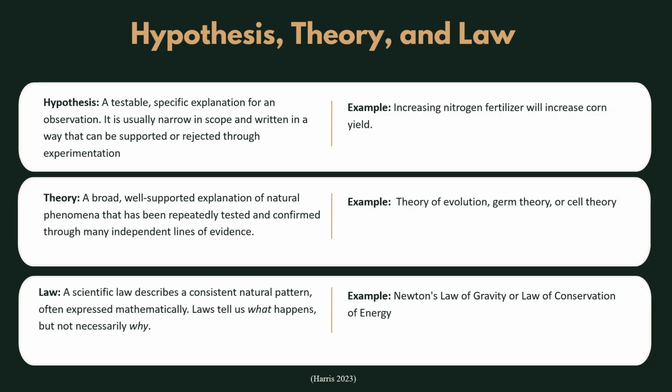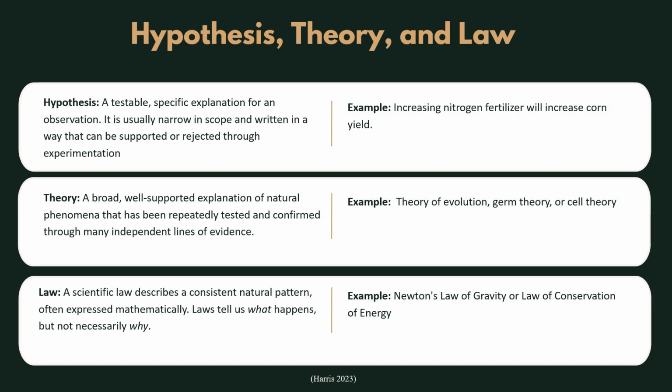Now, a theory is a very broad, well-supported explanation of a natural phenomenon. And usually it's been tested repeatedly, it's been confirmed, it has good, solid evidence that it is in fact supported by multiple studies that used hypotheses. So you start with the hypothesis for one test, you collect your data, and there's an overwhelmingly large body of evidence based on multiple hypotheses that came to the same conclusion, and it becomes a theory.